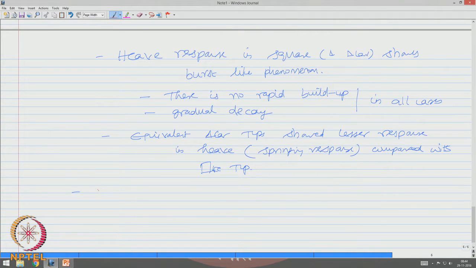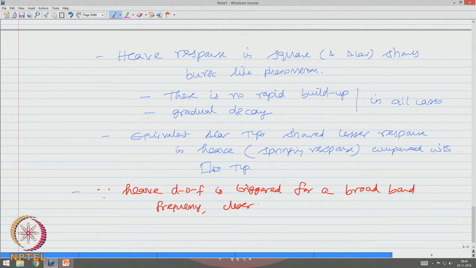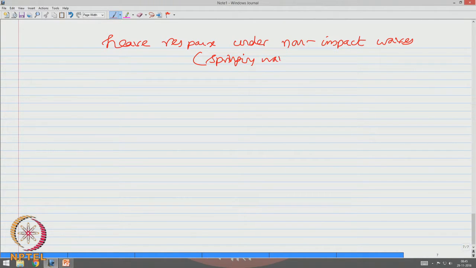So, there is a very dangerous phenomenon which happens here. Since heave degree is triggered for a broadband frequency and it is also closer to the natural frequency, this may cause fatigue failure in tethers. Therefore, one can say heave response under non-impact waves, which we call as springing waves, pose a threat to the stability of the platform.